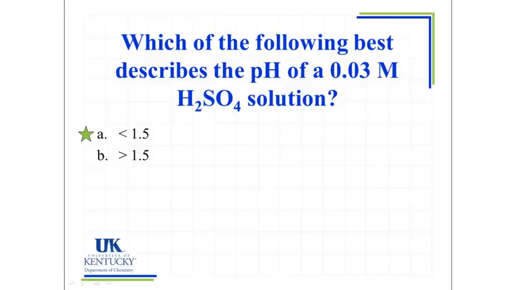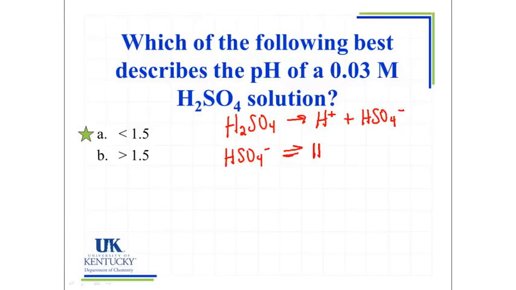When we look at H2SO4, we need to remember that it ionizes in 2 steps. The first step, H2SO4, is a complete reaction and complete ionization to H plus and HSO4 minus. Remember, this first step is a strong acid step. Then we have HSO4 minus in equilibrium with H plus and SO4 2 minus.